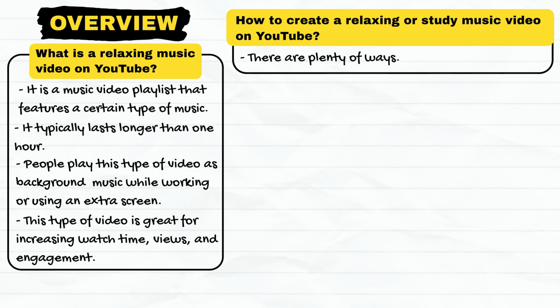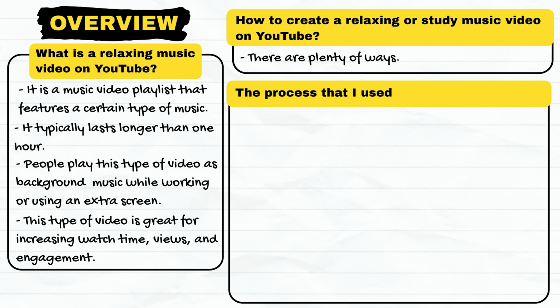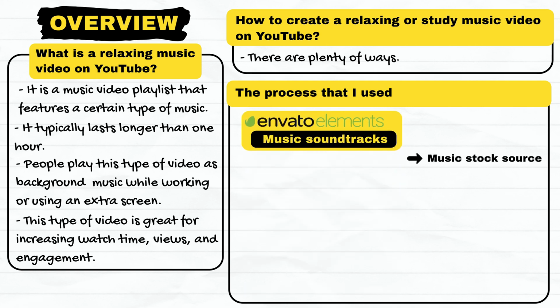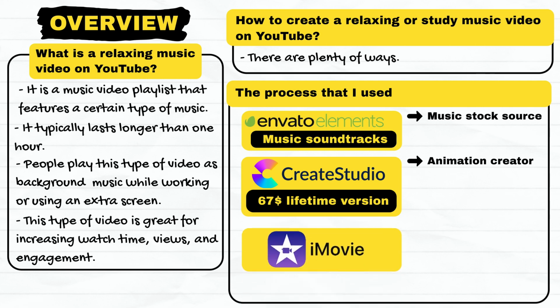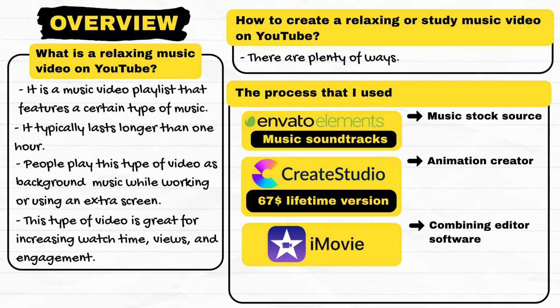In this video, I will focus on the process I used, which involved using Envato Elements as a music stock source, Create Studio, a lifetime version costs $67, as an animation creator, and iMovie as a combining editor software. While this may be a specific case, it will give you a good idea of how to use similar software to create your own music playlist and increase your watch time on YouTube.